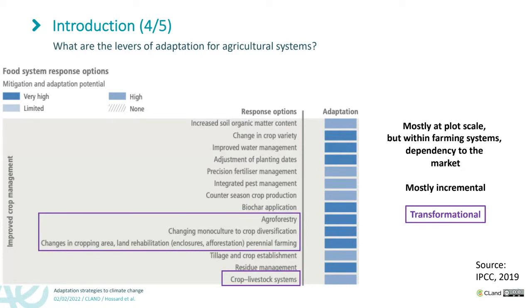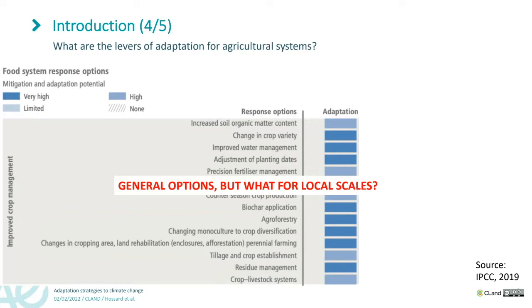All these options are mostly at plot scale, but included in the farming system. For instance, if you change crop variety, you have to have a market for it. If you use agroforestry, it's the same. They are mostly incremental, while some are transformational also. It's the ones in violet, like agroforestry, perennial farming, or crop livestock systems, which may radically change the state of the cropping systems and of the farming system. Those are general options that could work everywhere or not, we don't know.